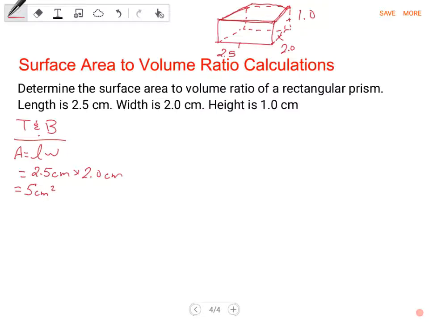But you've got to be careful. This is top and the bottom. So the top of this prism is 5, and the bottom would also be 5. So what you do is you go times 2, so in total you have 10 centimeters squared.